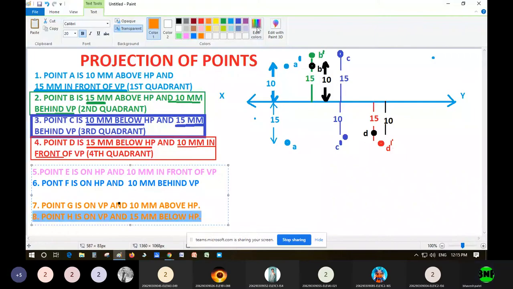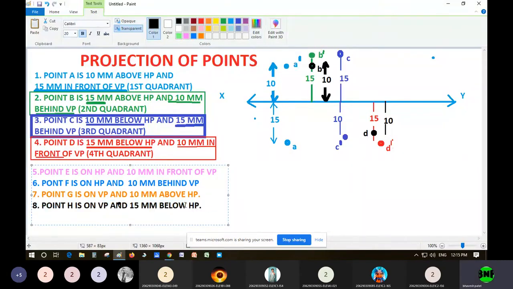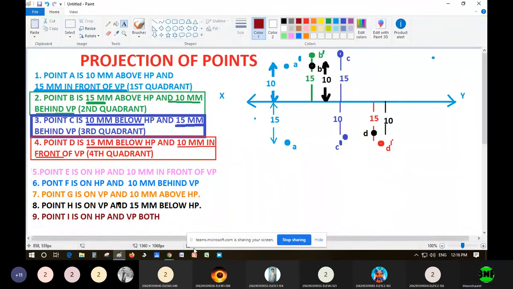So now let me take black color. And last but not least will be sum number 9, that is point I is on HP and VP both, right? So let us consider this sum also. Let me select some other color. Okay, so see, my dear students, we have considered these other 5 conditions. There are total 9 conditions. Now we will draw these conditions.